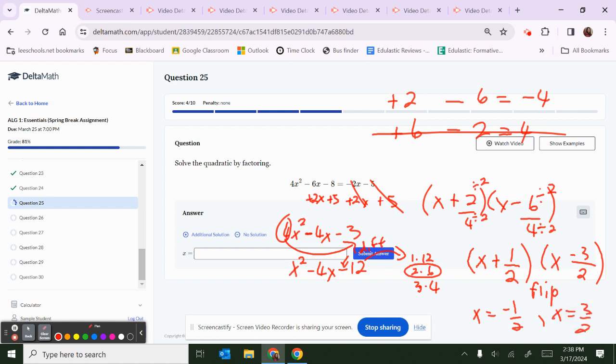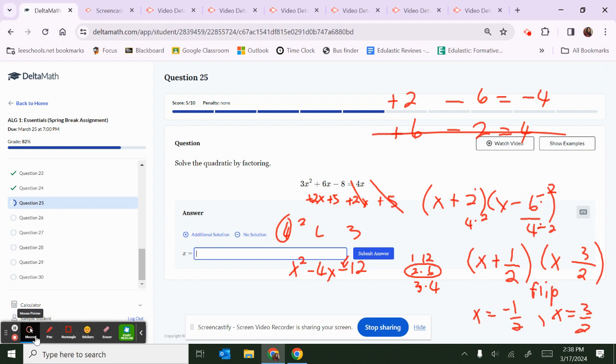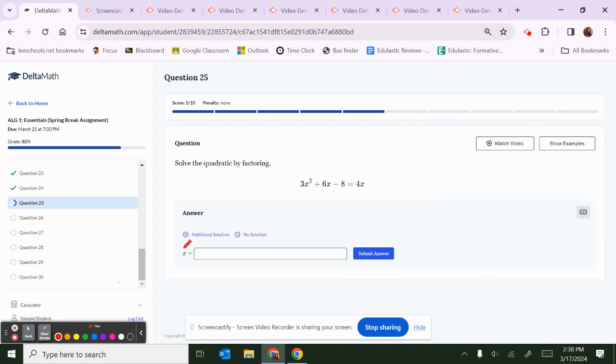So again, guys, just like that: positive 3/2 and negative 1/2. I'm going to wrap it up there, guys. All the other questions are the exact same.